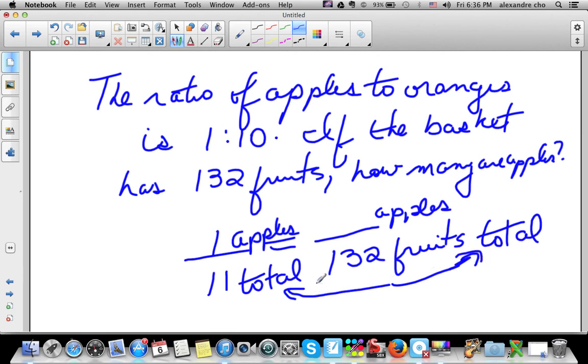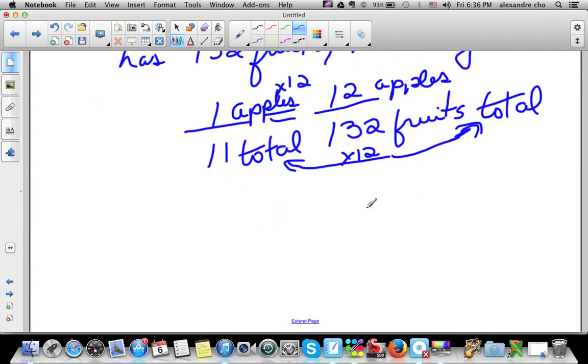So if I'm talking about total at the bottom, I have to be talking about total on the other side as well. So for the 11 to become 132, you need to find out what multiplied gives you 132, and that answer is 12. So 11 times 12, and upstairs times 12 as well. So we have a total of 12 apples.